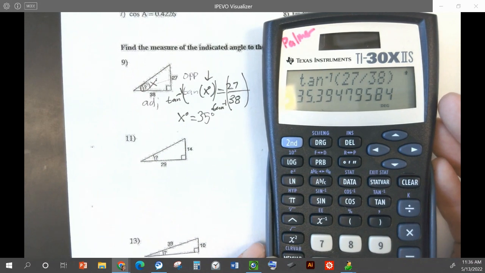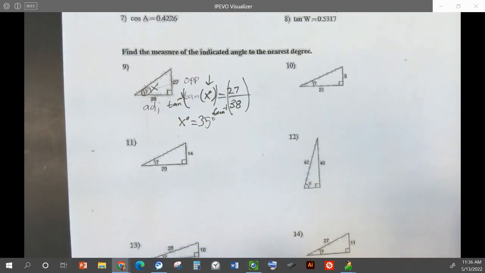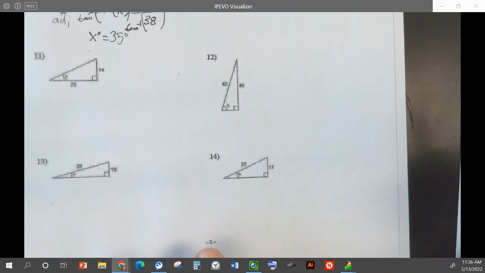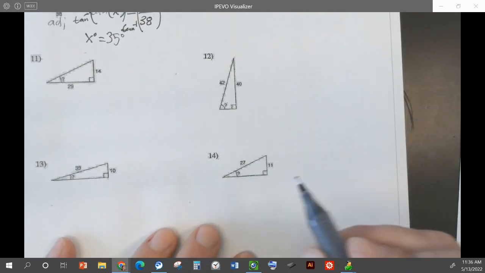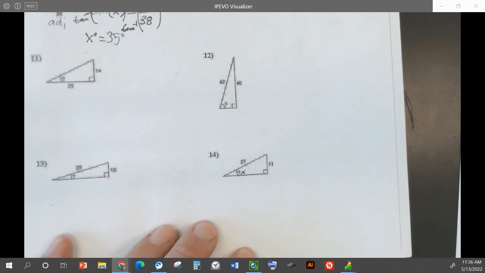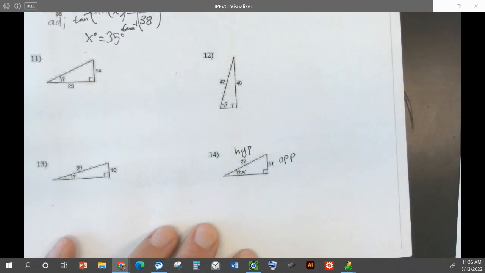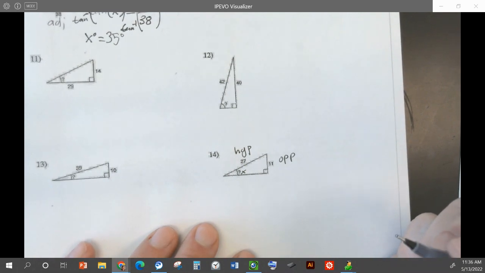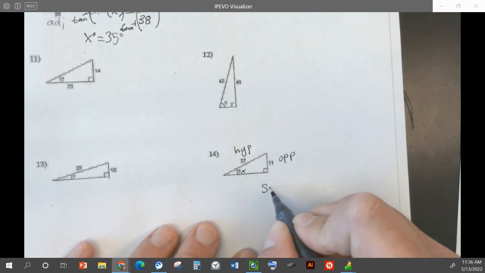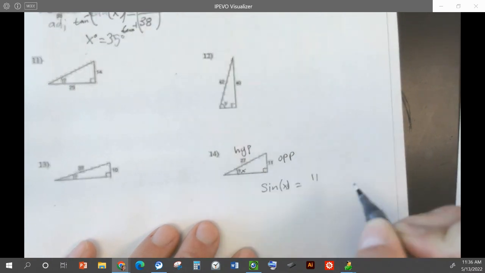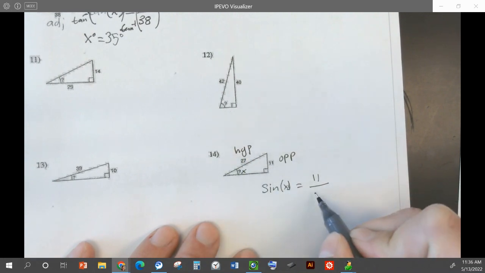Question so far? Okay. Let's see. Let's do a different one. Let's do another one on the first page. Let's do 14. Let's try this bottom corner one. So we have this angle. What sides do we have? Good. Opposite and hypotenuse. So what trig function do we need to use? Good. So we're going to use sine of our angle equals our opposite side, which is 11, over our hypotenuse, which is 27.